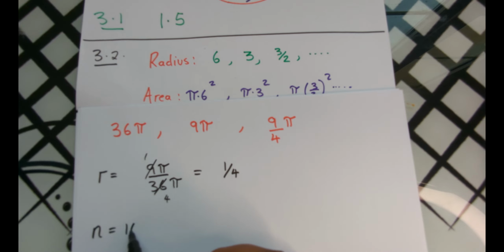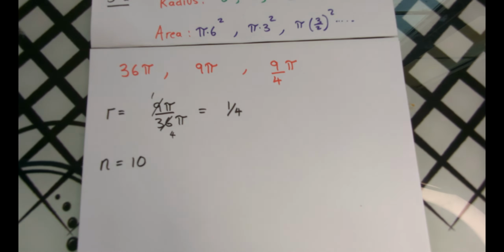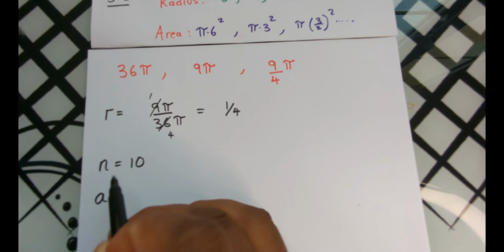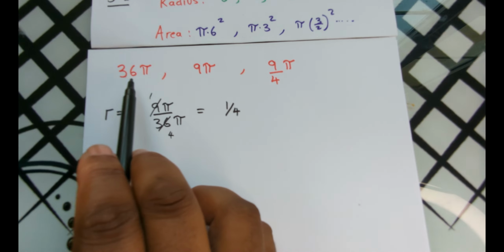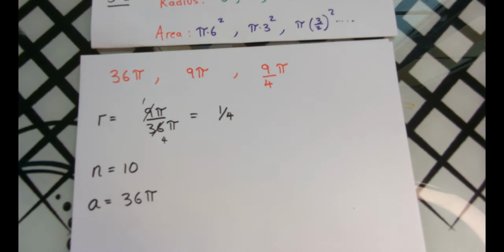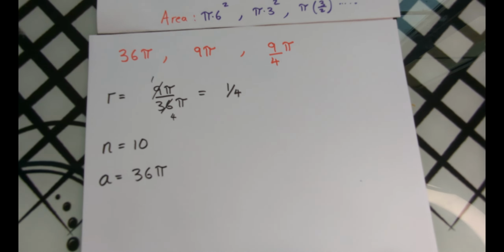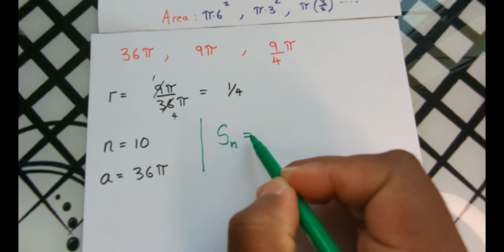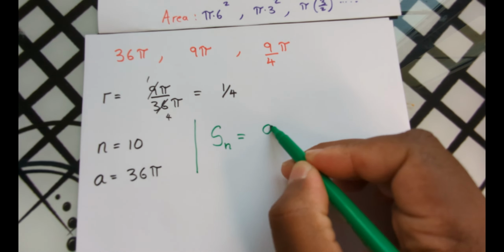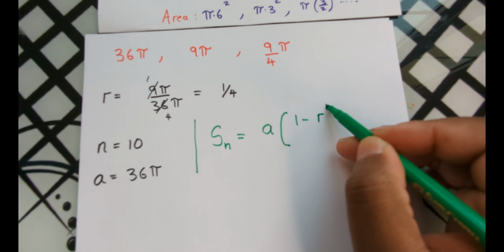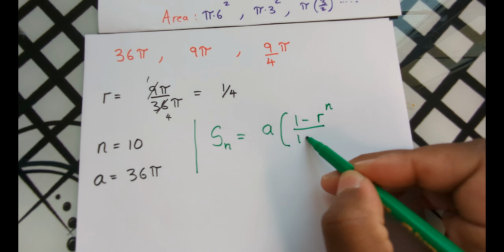Our n is 10, and we need to find our a. Our a is the first term, which is 36 pi. And the formula for the sum of a geometric series is Sn is equal to a, which is our first term, into 1 minus r to the power n divided by 1 minus r.